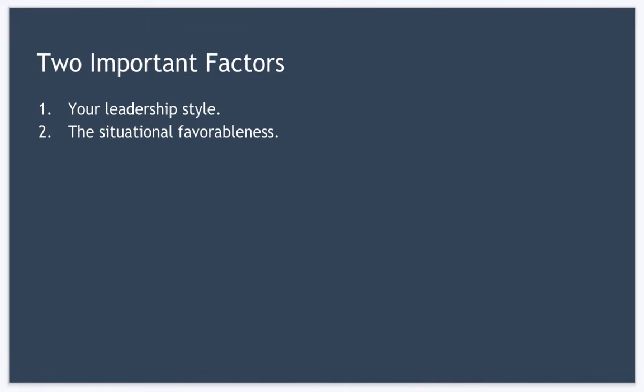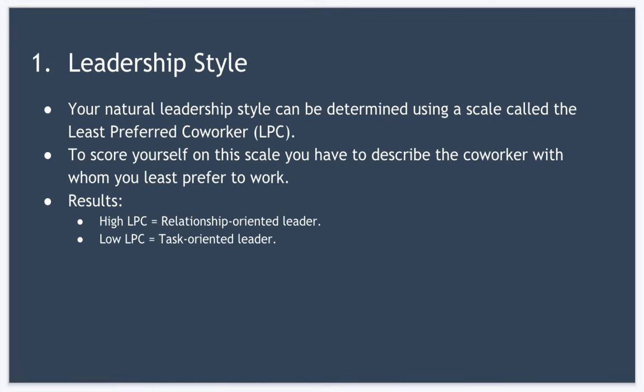Now, to use the model, there are two things you need to determine, and the first is your leadership style, and the second is the favorableness of the situation you find yourself in. So let's examine each of those in a little bit more detail. So, first we have determining your leadership style.